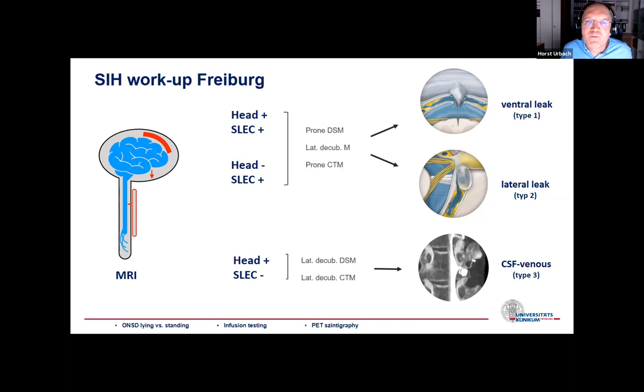And depending on the location of this extrathecal contrast, we decide whether we go further with dynamic subtraction myelography in a prone position or in a lateral decubitus position. And in some instances, we also need prone CT, dynamic CT myelography. If there are no positive findings, no extrathecal spinal fluid, we call it spine negative, but there are signs of SIH on the brain scan. We have another type that could be responsible, that is the CSF venous fistula. Well, that is the introduction, and now we go to the details.